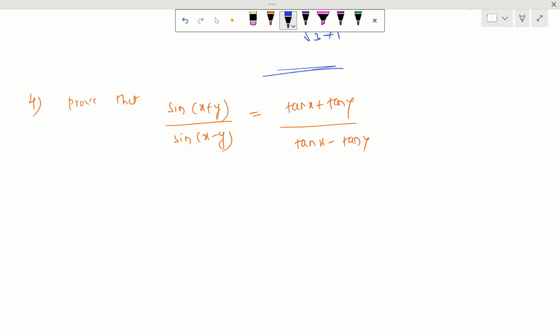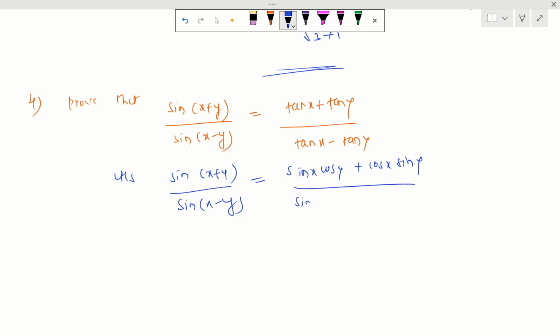How can we prove this one? Take the LHS term: sine of x plus y divided by sine of x minus y. These are direct formulas. What is the sine of x plus y formula? Sine x cos y plus cos x sine y. And sine of x minus y is sine x cos y minus cos x sine y.